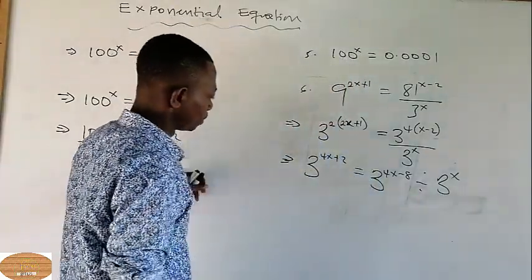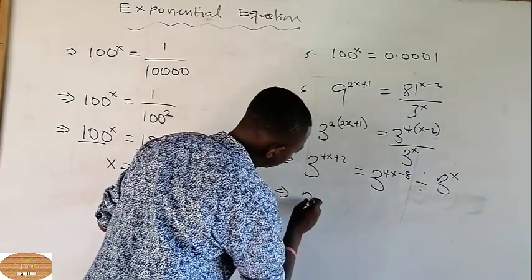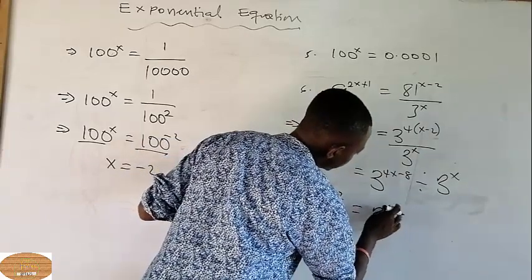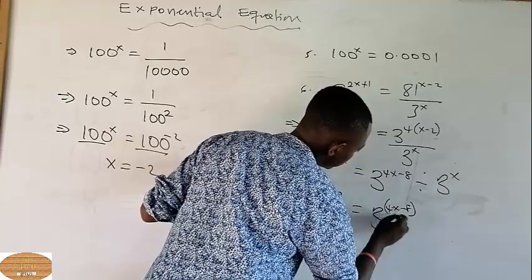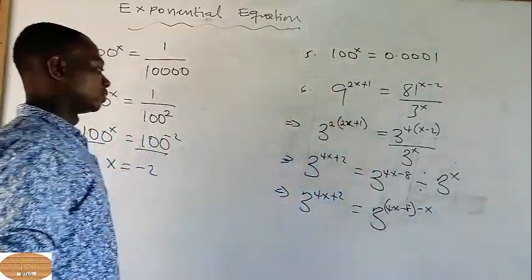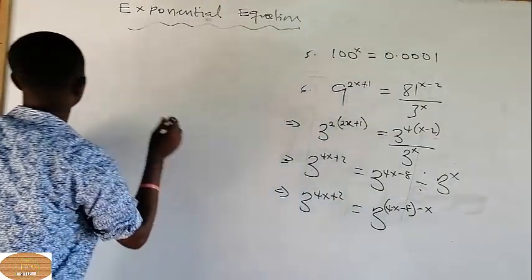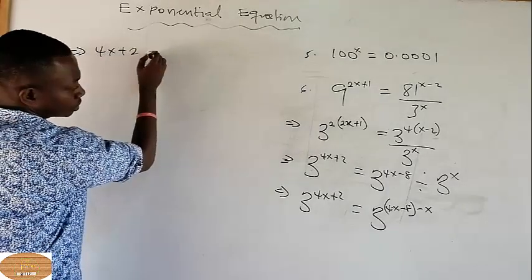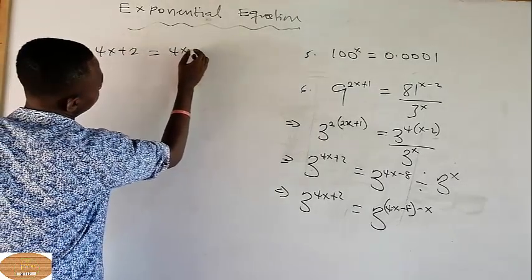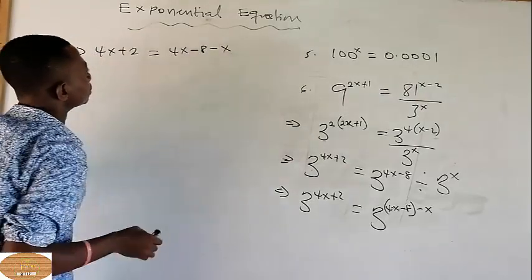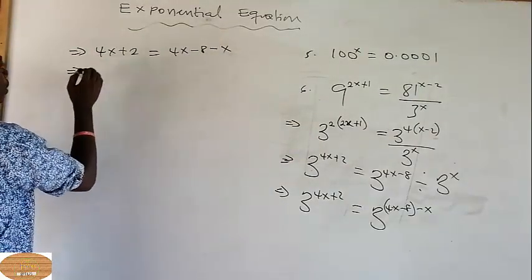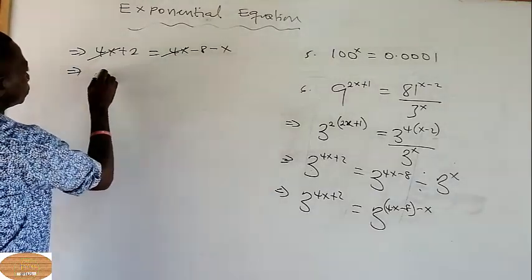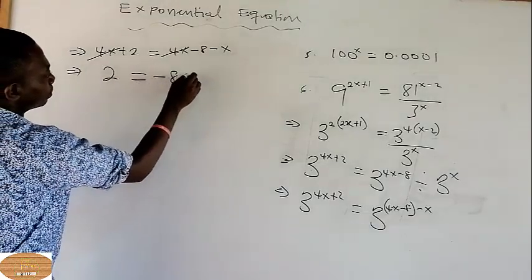Alright. So this one is the same as 3 to the power 4x plus 2 equals 3 to the power 4x minus 8 minus x. Alright, so I have this. Equate the exponents. So I have 4x plus 2 equals 4x minus 8 minus x. Alright. So I have 4x here, 4x there, so this one will cancel this. Yeah. So I'm left with 2 here, minus 8 minus x.